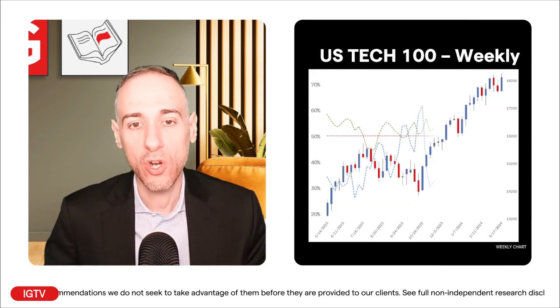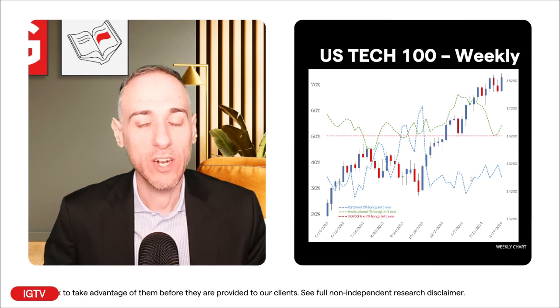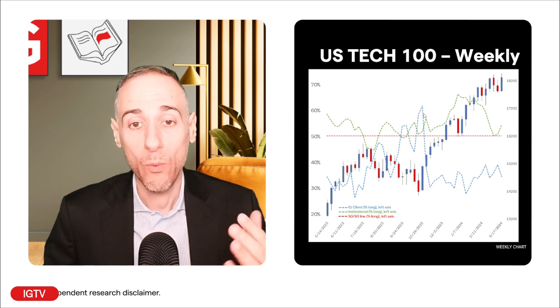Let's go ahead and plot it onto the chart. As always, blue dotted line for IG clients, COT speculators green dotted, and that 50-50 red line. Whenever you see the dotted line above, majority buy. Whenever it's below, they are majority short. A story of generally majority sell bias when it comes to IG clients. We'll start with the blue dotted line.